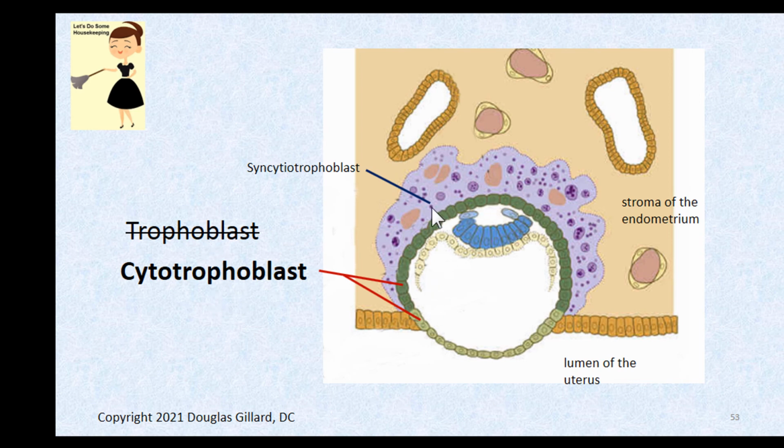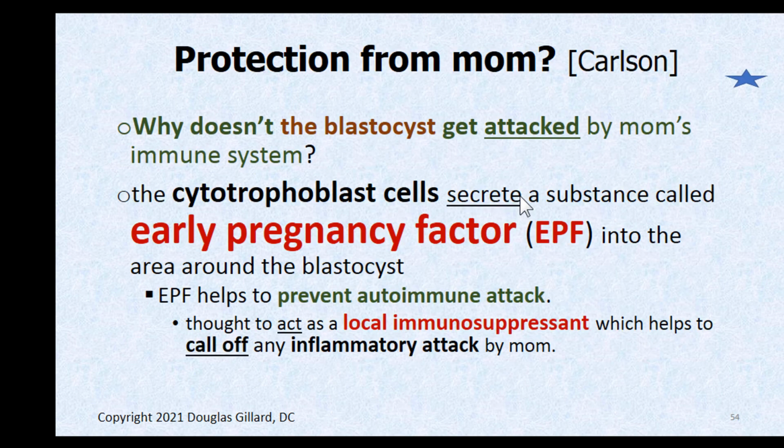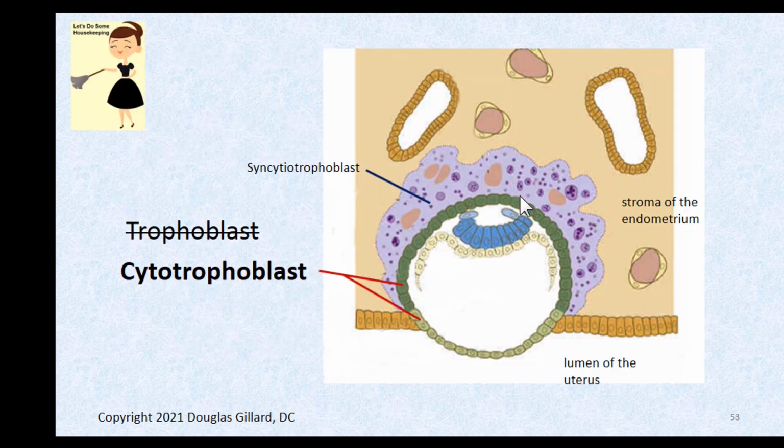That's this whole layer here. And it's just a name change. Protection for mom. So why doesn't the blastocyst get attacked by mom's immune system, right? Because here's mom's blood supply. There's the microcapillaries. Mom has sensed that a foreign invader has entered her, right? Dad's genetic material is foreign to mom. Why doesn't this get attacked? And normally it would get attacked and destroyed.